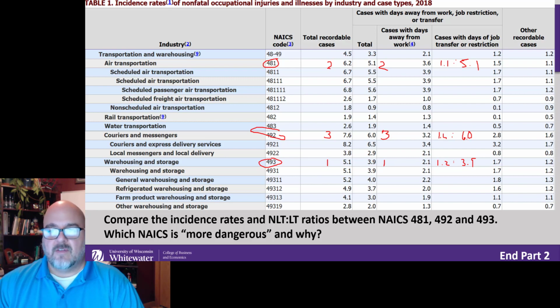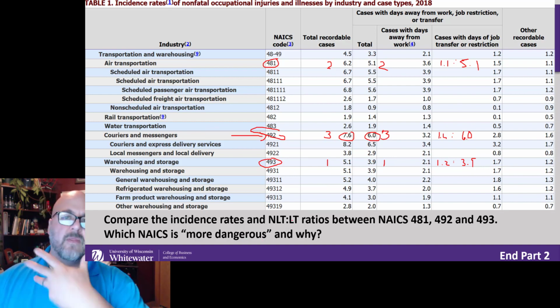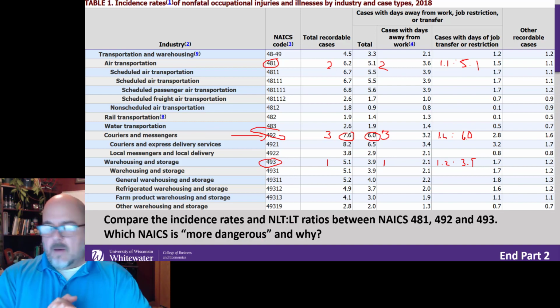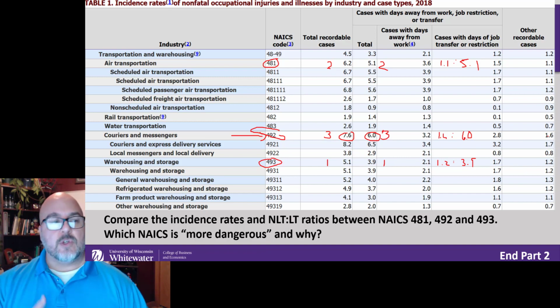Even though that's a 1 to 5 and that's a 1 to 4, the DART rate is higher here. So is the TCIR. This is a little bit better. But I would say the couriers and messengers would be the answer to the most dangerous based on what I was given here. So this went longer than I thought, but hopefully this helps you with the study sheets.